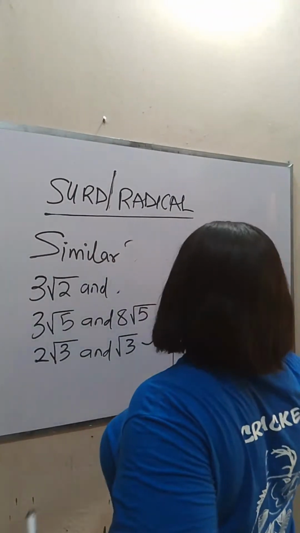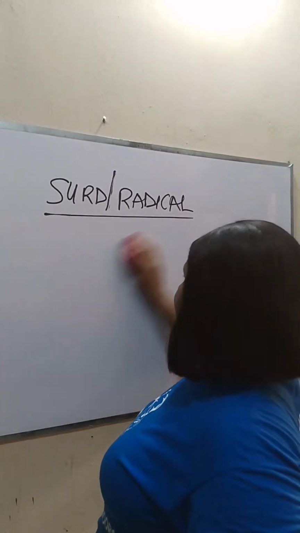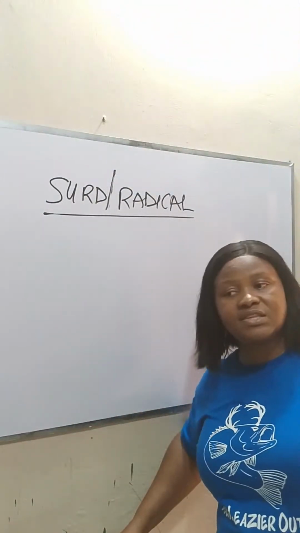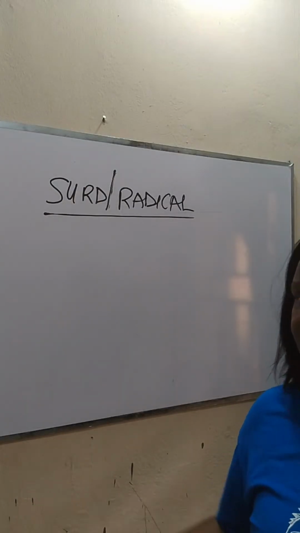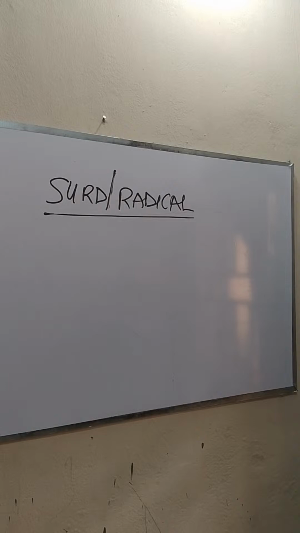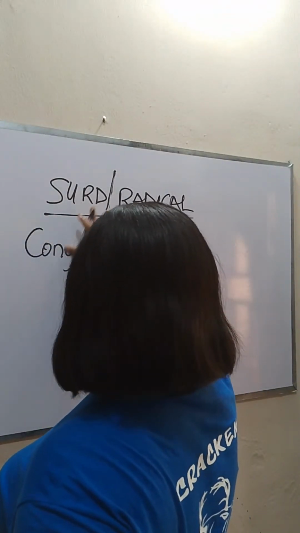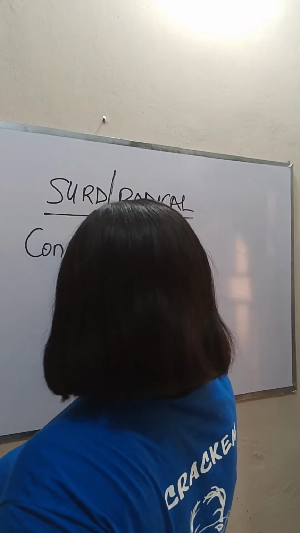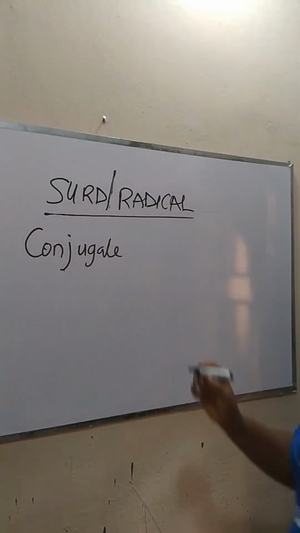So go to simplification of surds. Please, when I say surd, know that I'm talking about radical. The difference is where people are watching from. In Nigeria, we call it surd. In some foreign countries, they call it radical. So they are the same. All right. So we'll talk about conjugate surds.